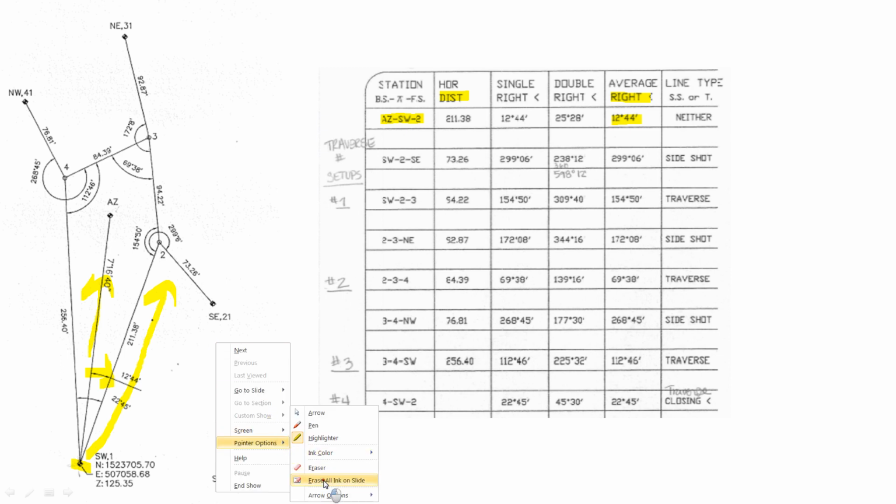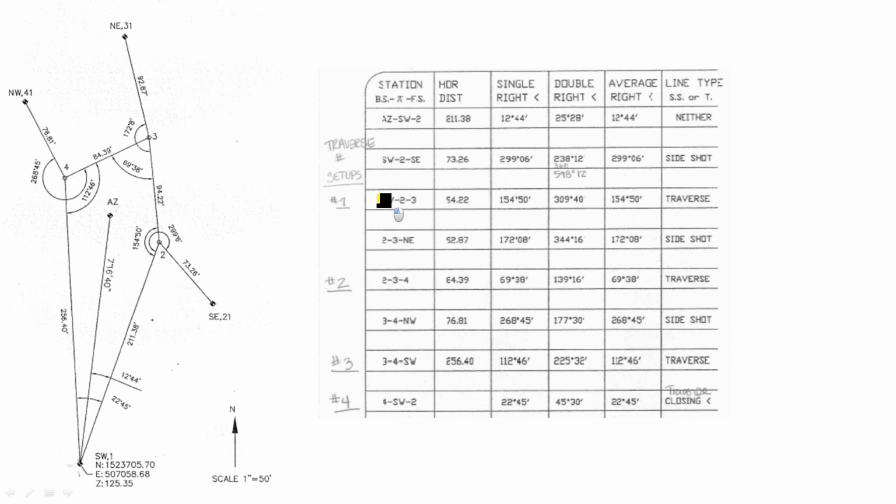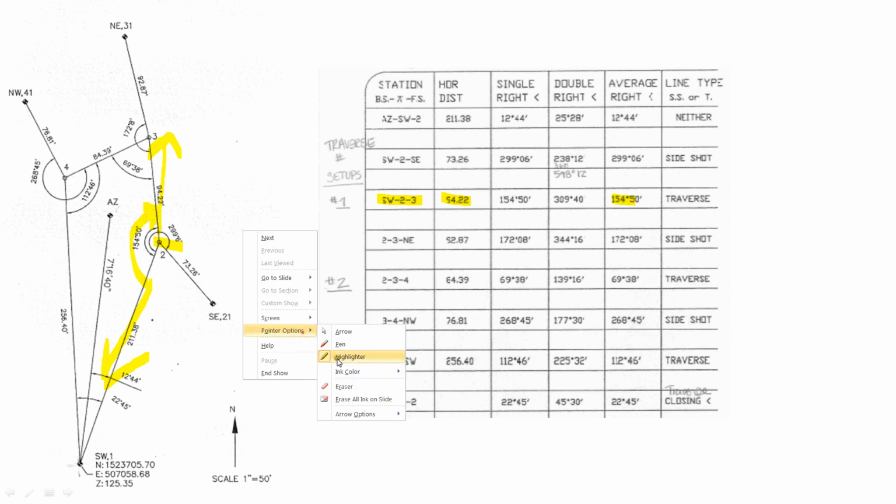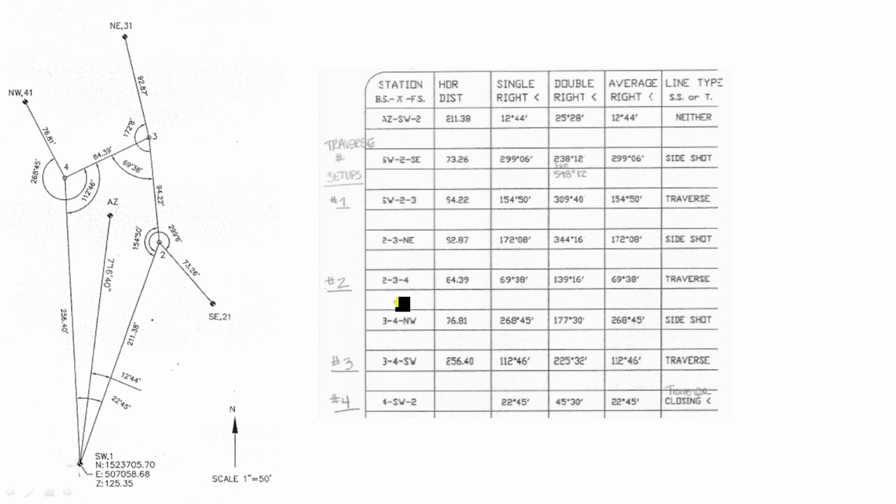So let me clear this off. The second one says I am sitting at station 2. I backsight the southwest, I turn 154 plus or minus degrees, and I foresight point 3. So here's my distance and here's my angle. Then I go to the next one. Now I'm sitting at point 3, I backsight point 2, I turn the angle, and I foresight point 4. I've got my horizontal distances and my horizontal angles.